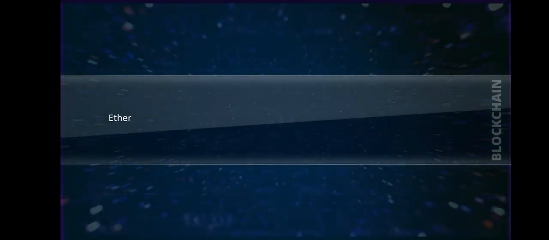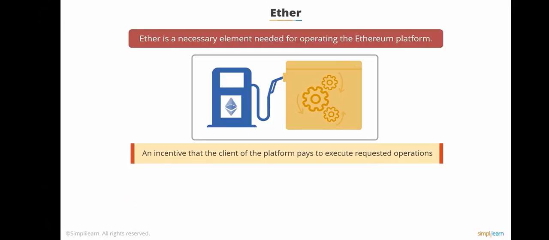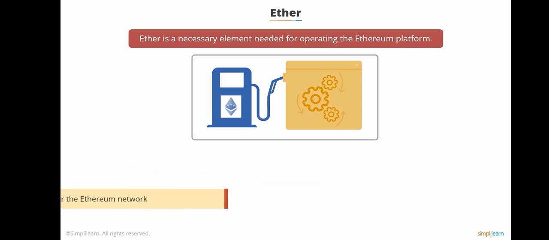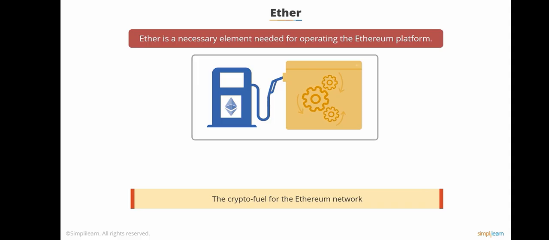Ether. It is an incentive that the client of the platform pays to execute requested operations. It ensures that the developers write error-free code because unnecessary code will increase the cost. Ethereum is a blockchain-based platform, and Ether is the cryptocurrency that fuels the platform. It is commonly denoted as ETH. Let's have a look at the differences between Bitcoin and Ether.